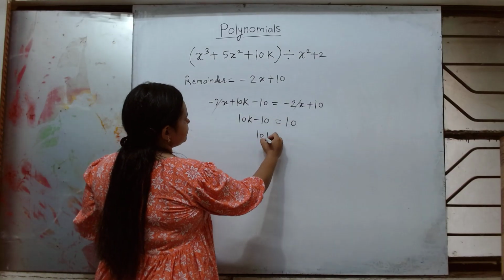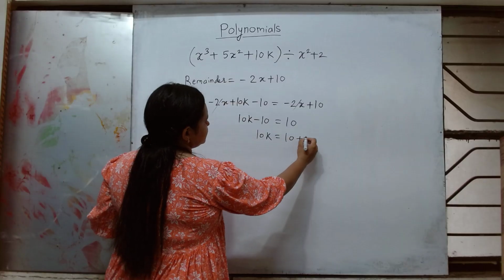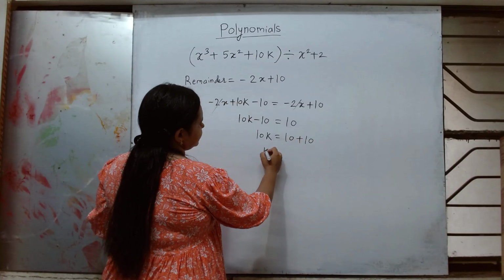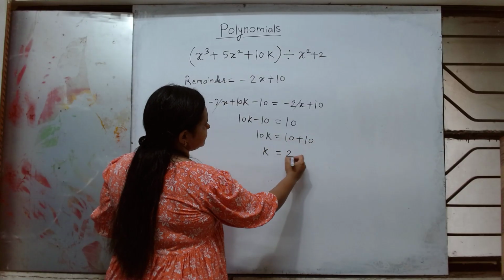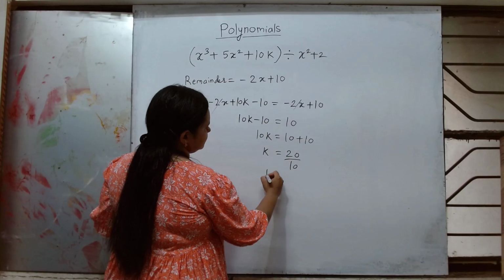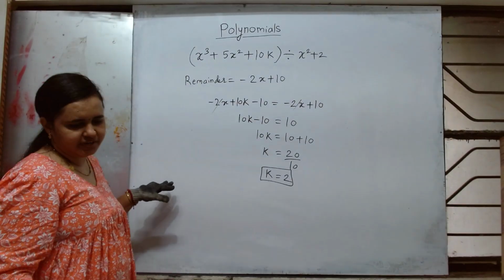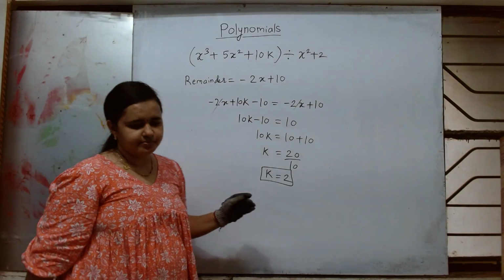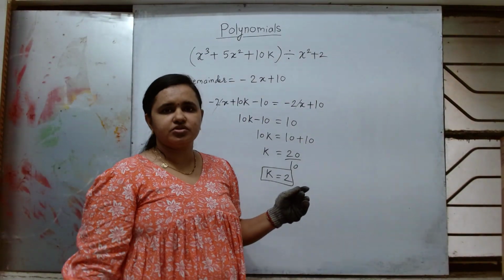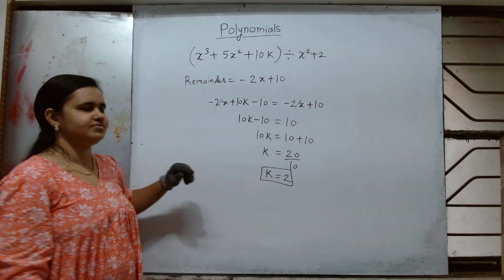Now 10k is equals to 10 plus 10. So k will be equals to, this is 20 upon 10. So it will be 2. We have got the value of k as 2. Okay. Option is 4th. K is equals to 2.